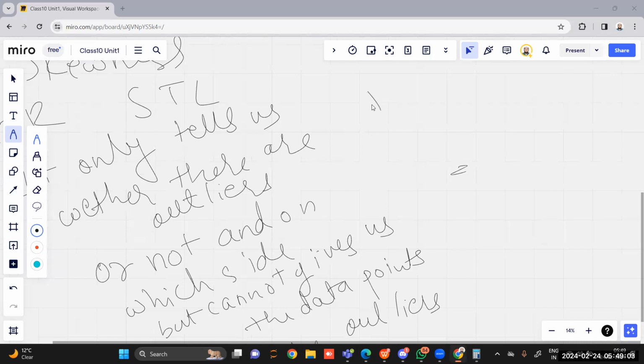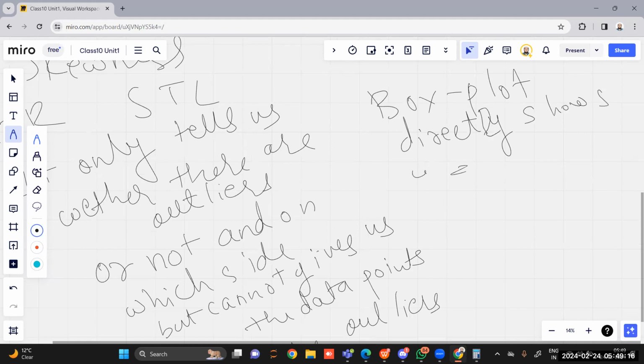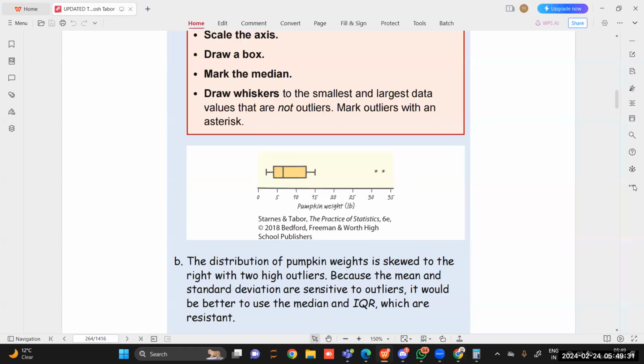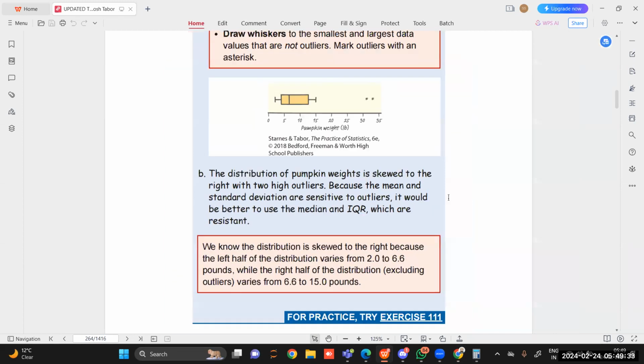And the box plot directly shows which data point is an outlier. Got it? Yes. Now we'll move on to the next topic.